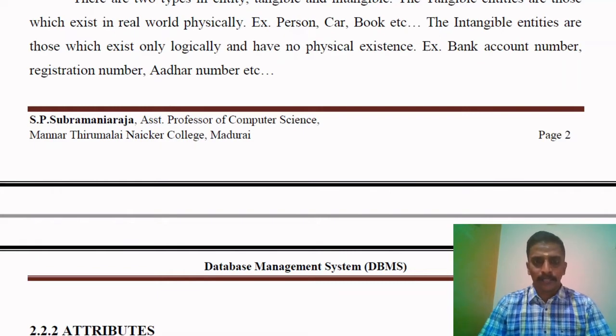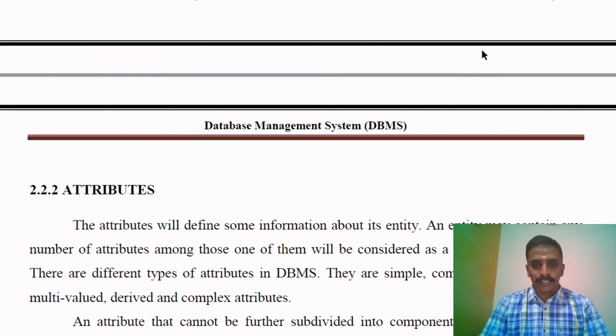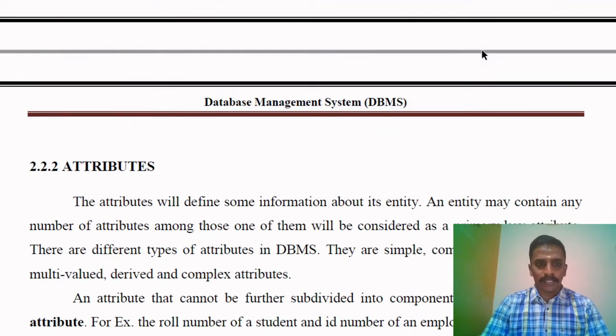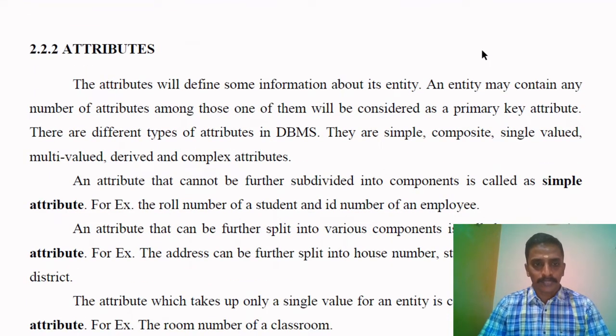The second one in the ER model is the attribute. The attributes define some information about its entity. The entity may contain any number of attributes. Among those, one of them will be considered as the primary key attribute, which has unique values. The different types of attributes in the DBMS are simple, composite, single valued, multi-valued, derived, and complex attributes.